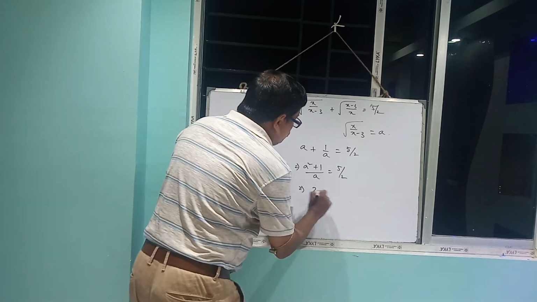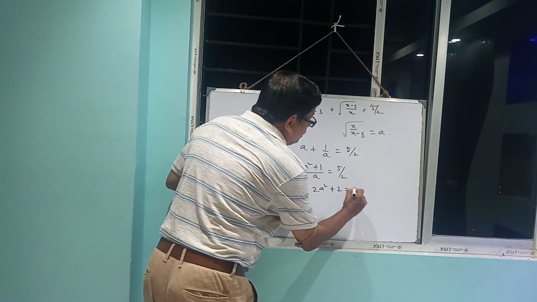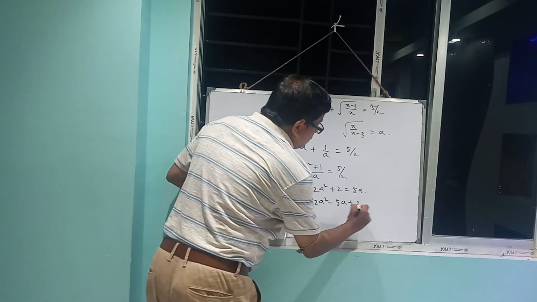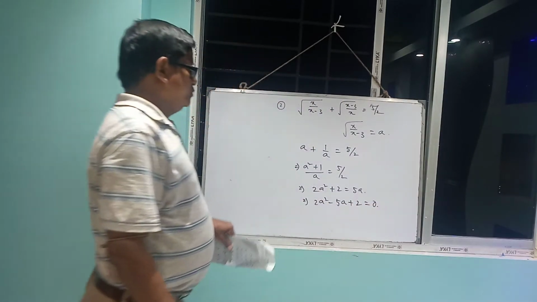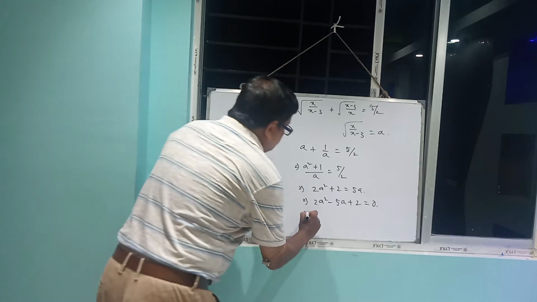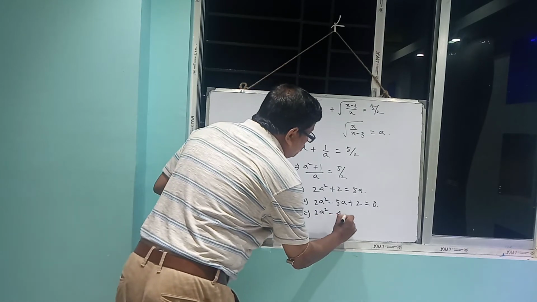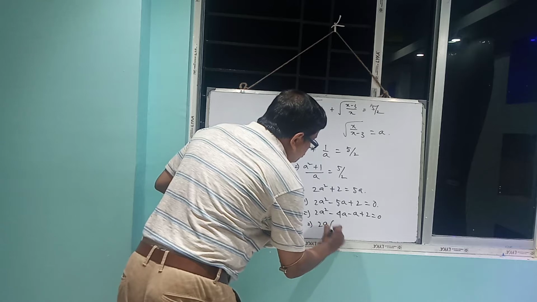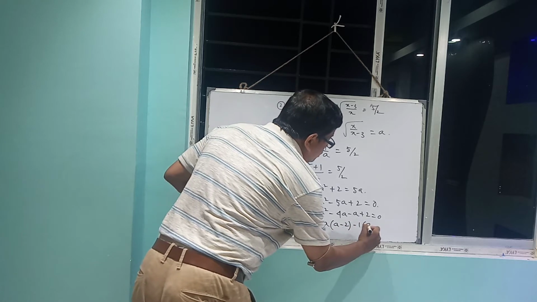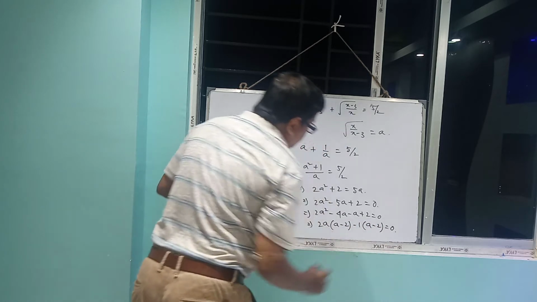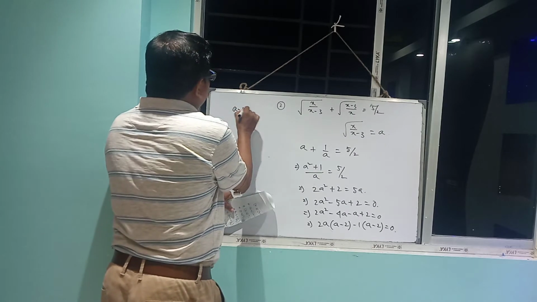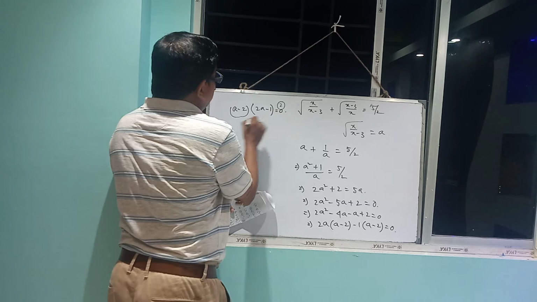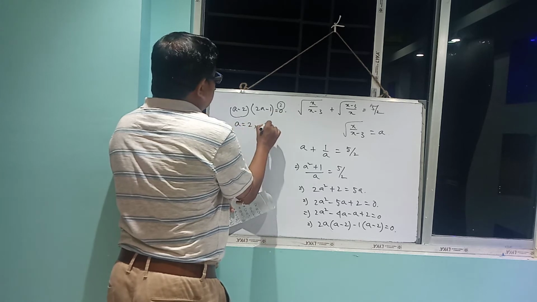So write a square plus 1 by a equals 5 by 2. Okay. So 2a square plus 2 equals 5a. So 2a square minus 5a plus 2 equals 0. Okay. Now factorize: 2a square minus 4a minus a plus 2 equals 0. Then 2a common, a minus 2, minus 1 common, a minus 2 equals 0. Okay. Then a minus 2 into 2a minus 1 equals 0. Then a equals 2 and a equals half.